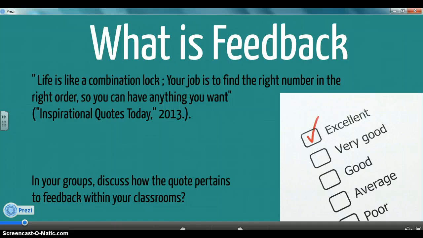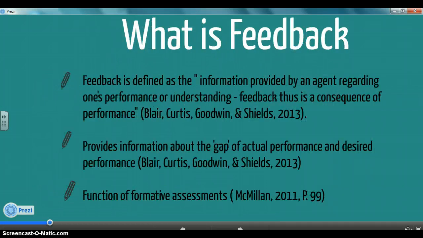Now, in your groups, I would like you to define feedback. I would also like you to discuss what feedback means to the teacher and what it means to the student. According to the article, What Feedback Do Students Want?, feedback is defined as the information provided by an agent regarding one's performance or understanding. Feedback, thus, is a consequence of performance. The article also states that feedback provides information about the gap of actual performance and desired performance.